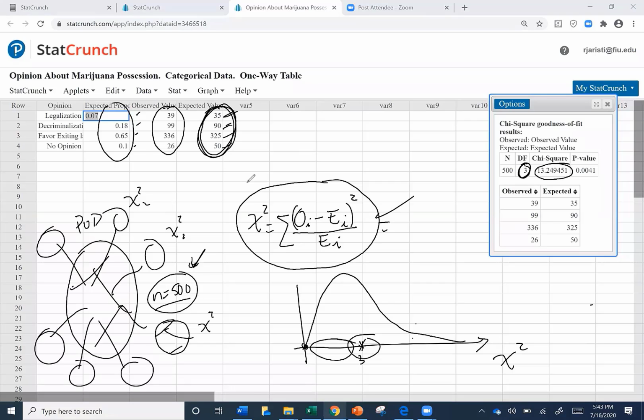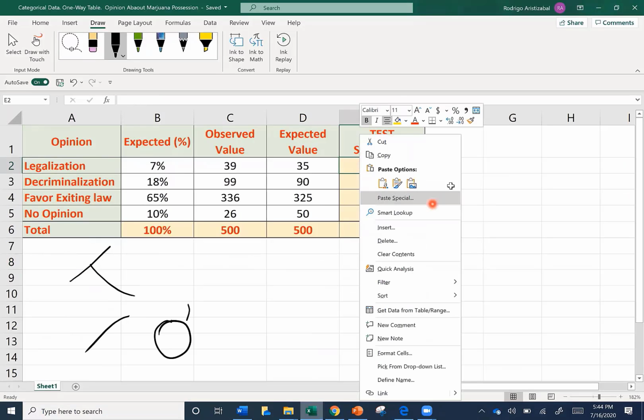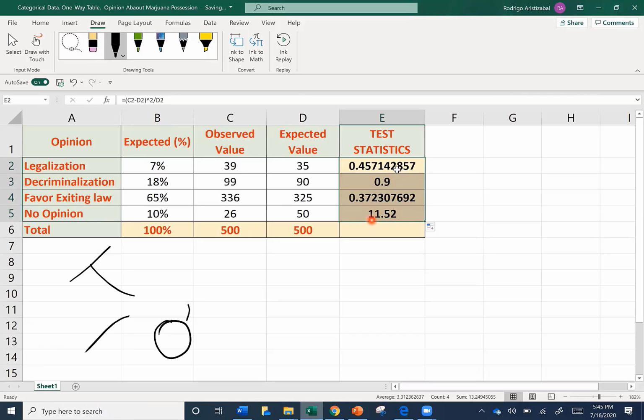Let's go to Excel. First in this cell, we are going to obtain the difference between the observed value minus the expected value, but I will raise this difference to the second power to transform it to positive, and I am going to divide this by the expected value. Then let's copy this formula in all of these cells, and my test statistic will be the sum of all of these values.